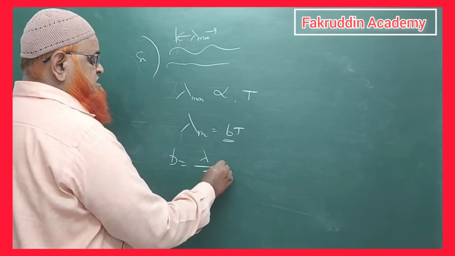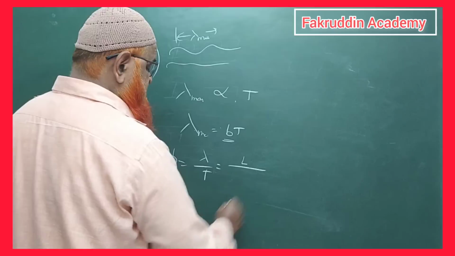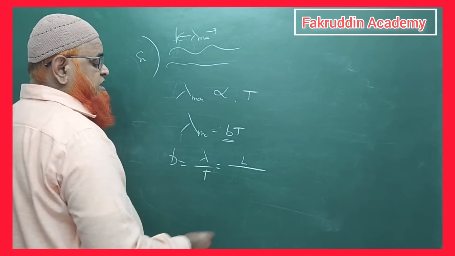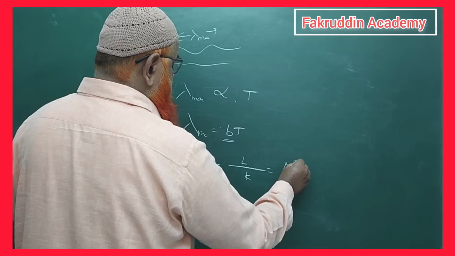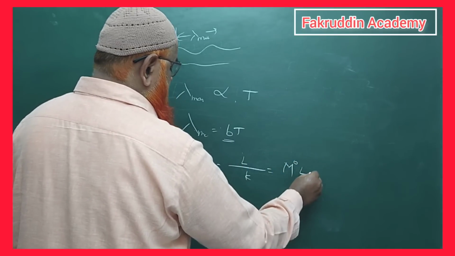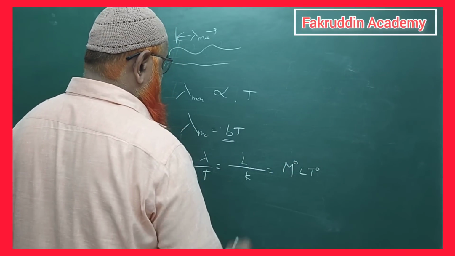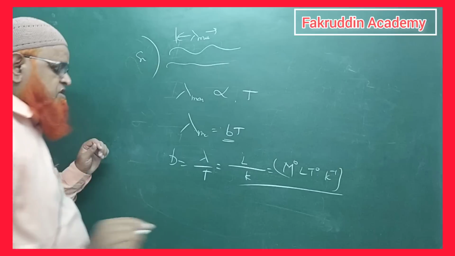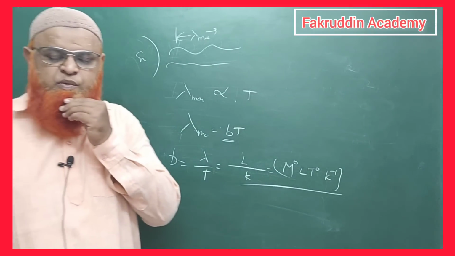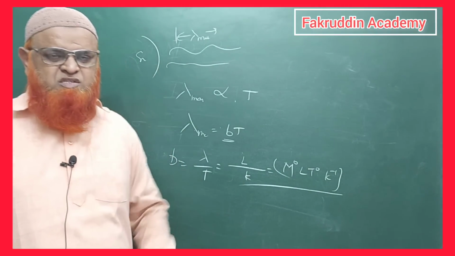What is lambda? Lambda is nothing but length, the wavelength actually, and here T is temperature, which we can write as K. So there is no m, M⁰, L is there, L power 1, T is not there, T power 0, Kelvin is there, K power minus 1. That's it. This is going to be the dimensional formula for the physical quantity which is called Wien's constant.